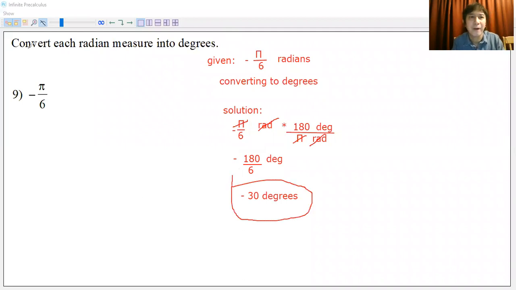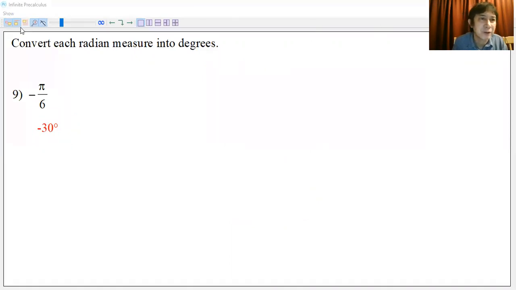All right. Let us verify from the computer. There, you can see the answer. It's negative 30 degrees. Let's continue with number 10.